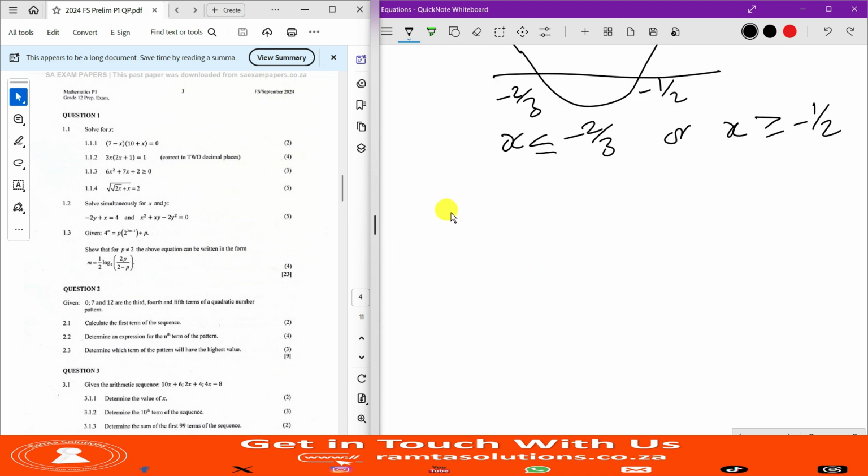Now 1.1.4, we have the square root of 2x.